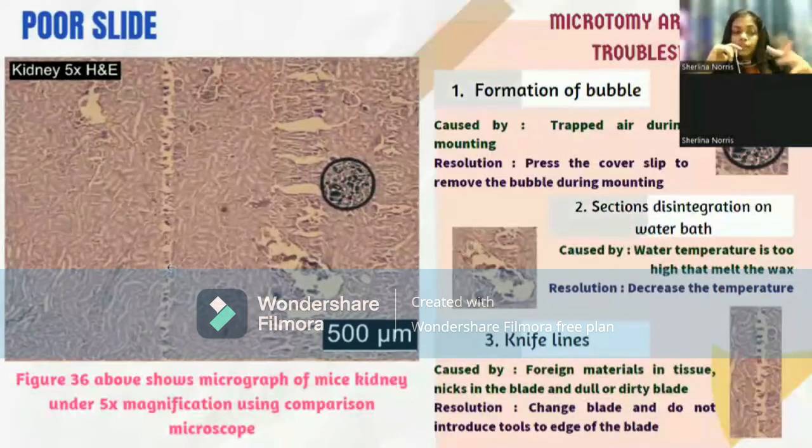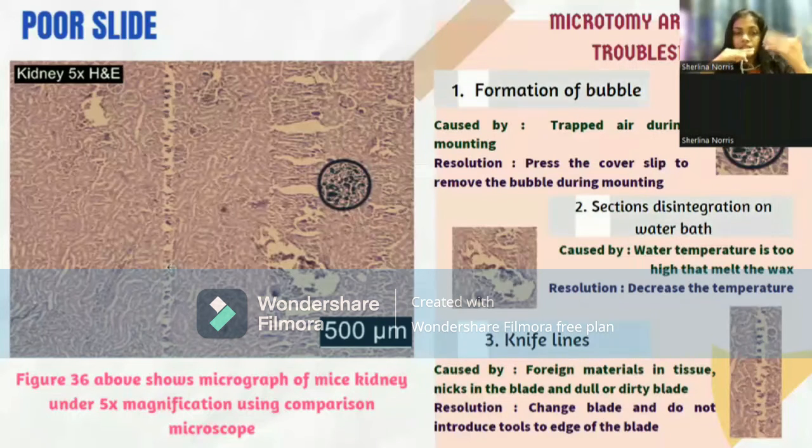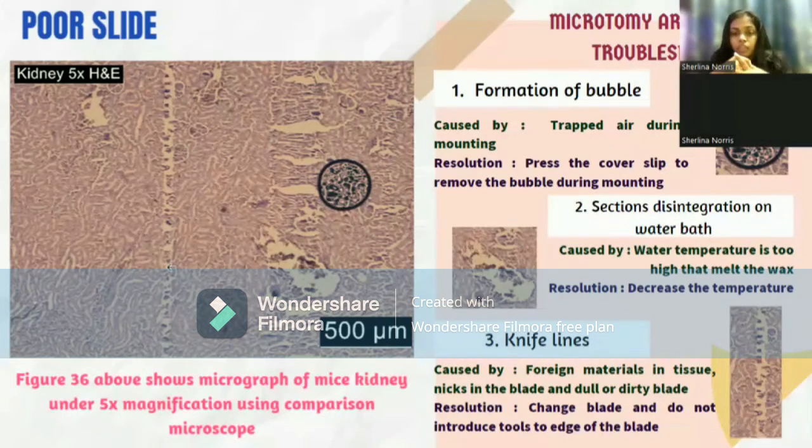And for the poor slide, it is also a bad slide. According to this slide, the bad slide is the kidney slide, which we observed under 5 times magnification under the comparison microscope. The microtomic artifacts found in this slide were formation of bubbles, section disintegration on the water bath, and also knife lines. The first microtomic artifact is formation of bubbles, which is caused by trapped air during the mounting. For the resolution, we have to press the cover slip to remove the bubbles during mounting.